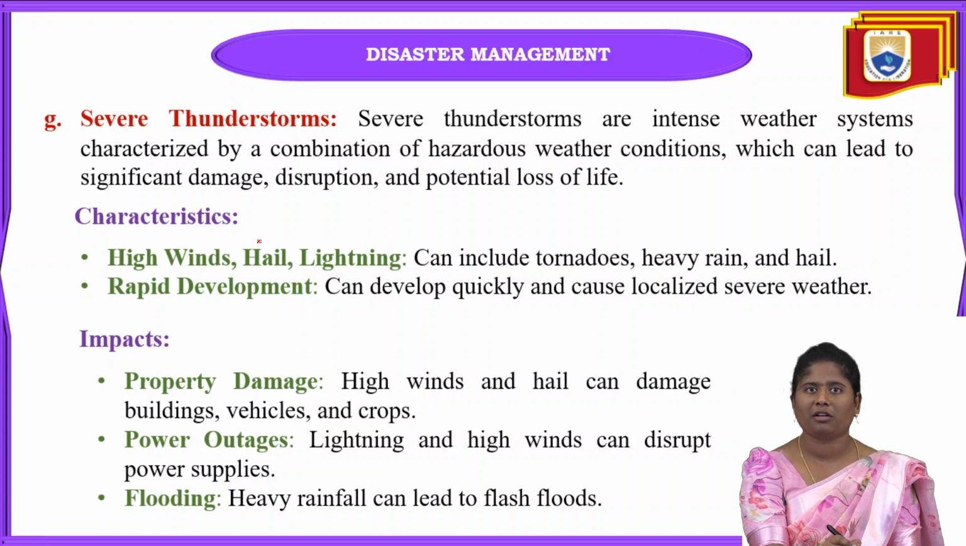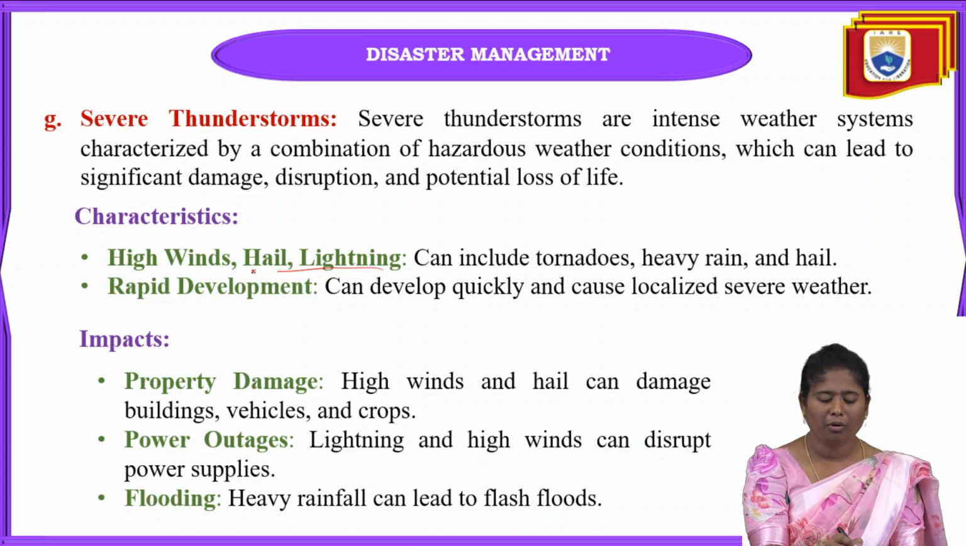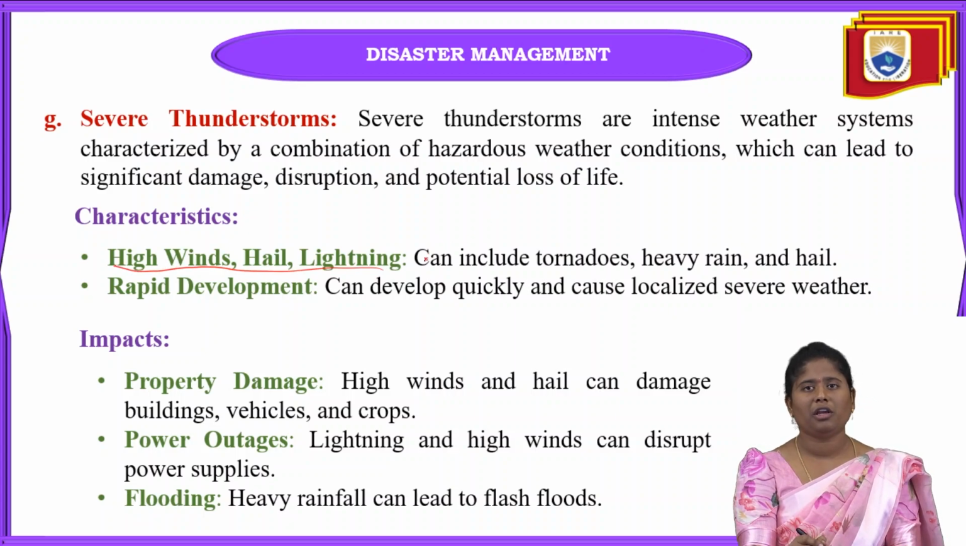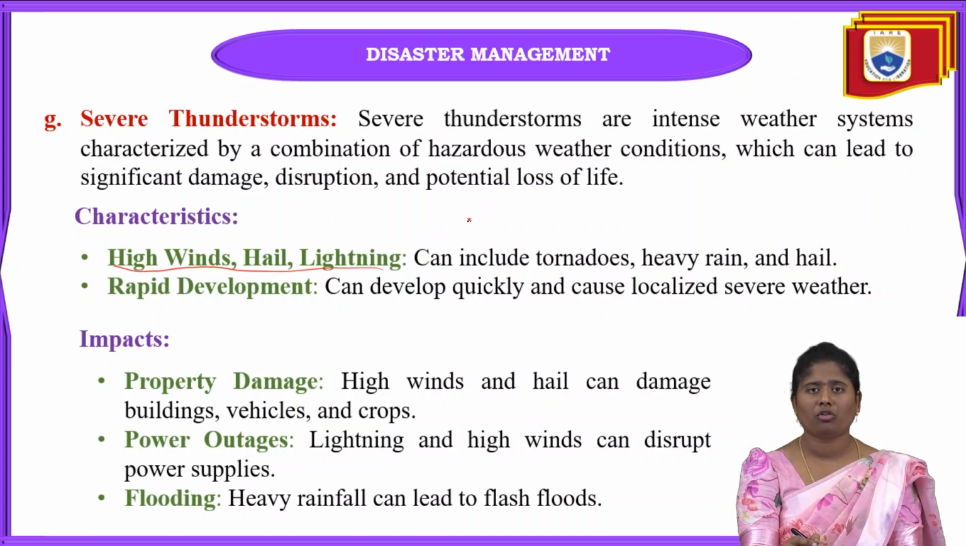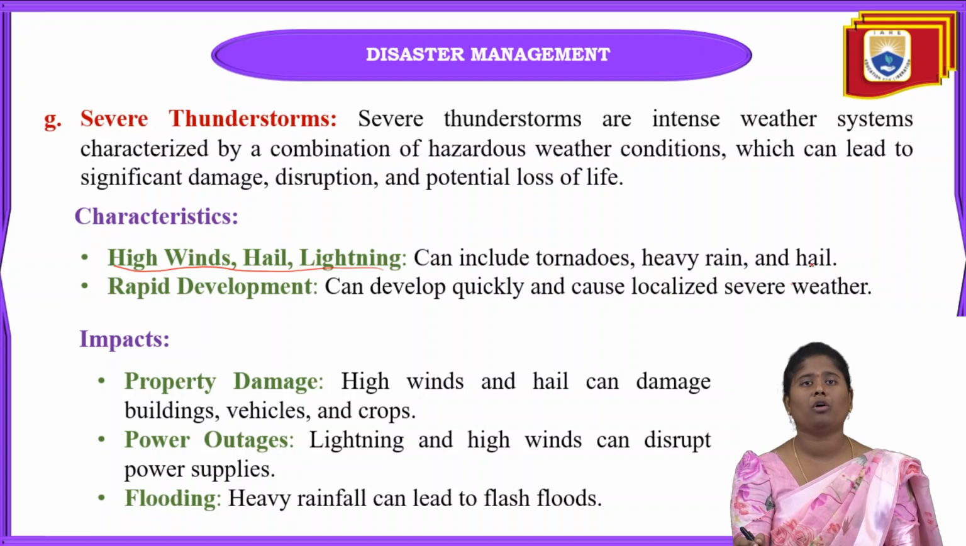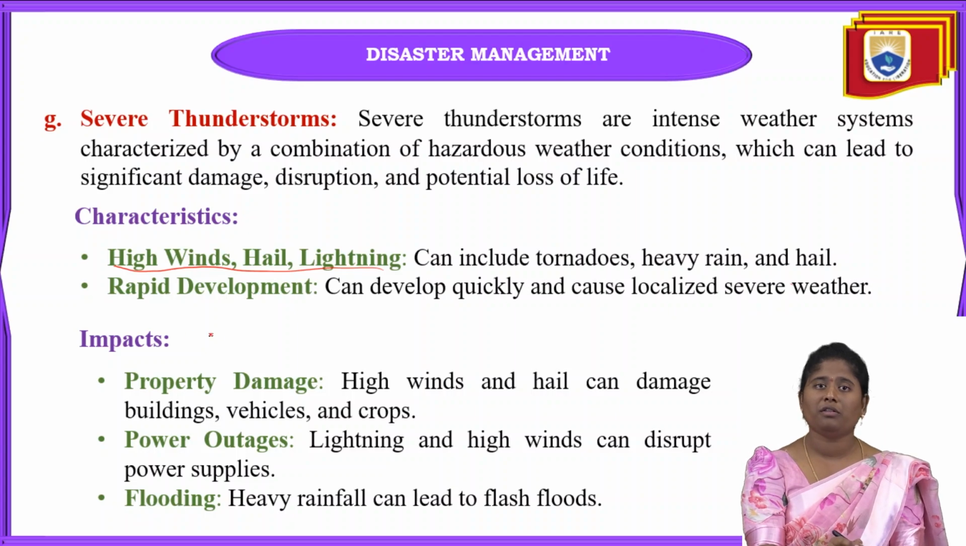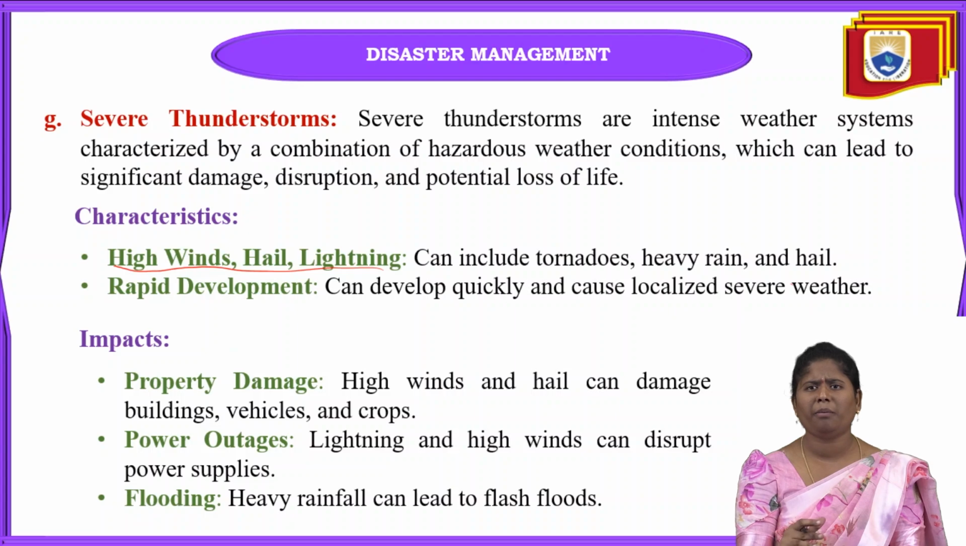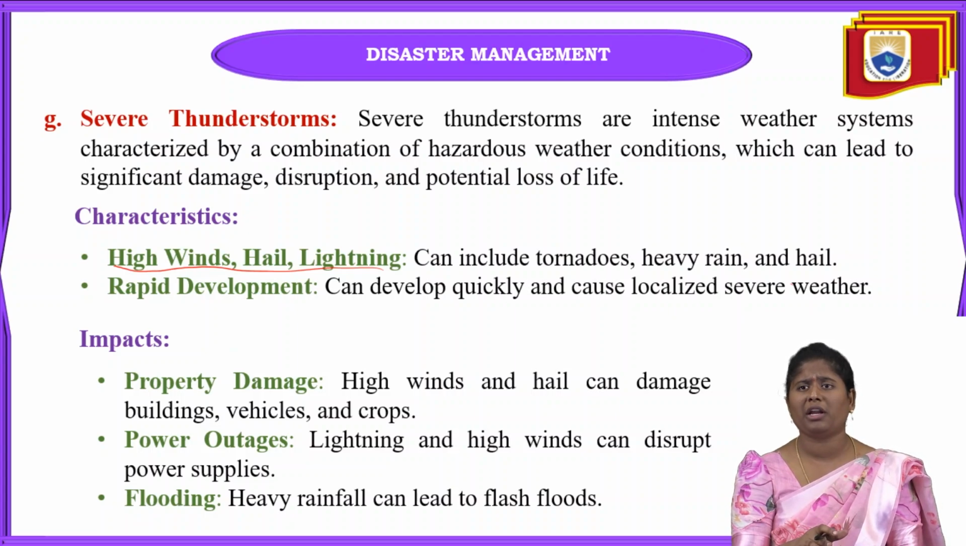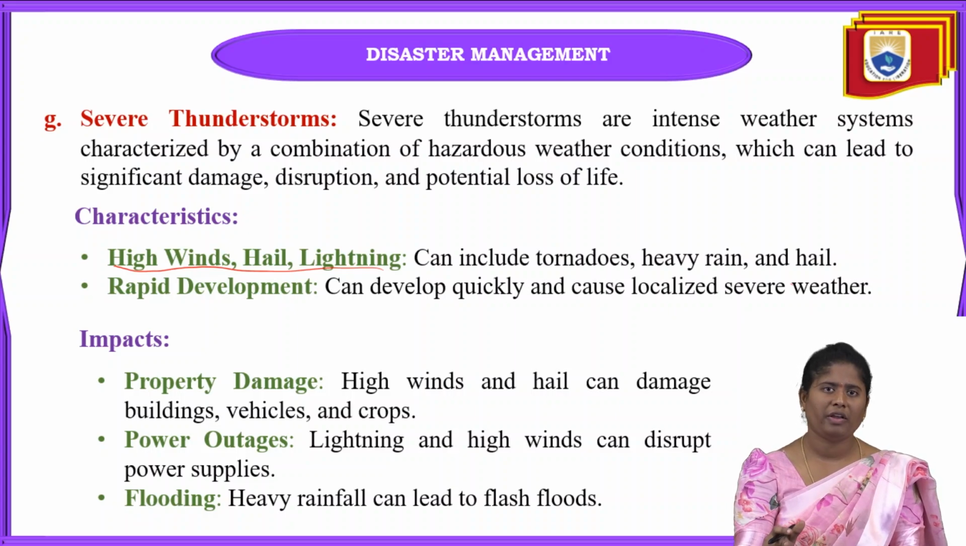And what are the main characteristics of severe thunderstorms? High winds, hail, lightning. When these thunderstorms occur, they can include tornadoes, heavy rain, and also hail. And next one is rapid development. Here these severe thunderstorms develop very quickly, and they can cause severe damage to the climatic conditions and also to the weather condition.